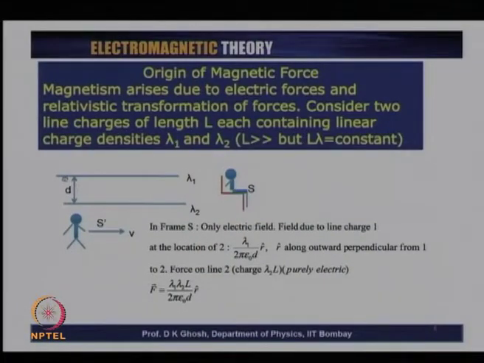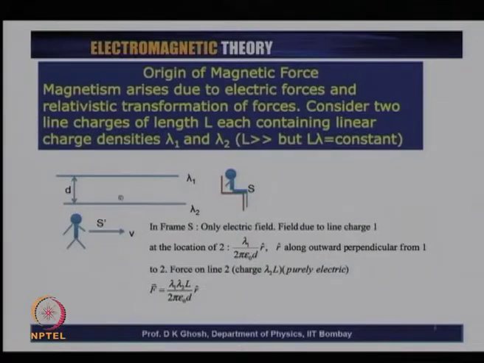So, let me take two straight, parallel wires. These are not carrying any current, they just have charge densities lambda 1 and lambda 2, and I have two observers here. One of the observers is sitting in the laboratory. Now, this I will call the frame S. You will do this in more detail in a relativity course, but let us look at what we are trying to say. So, in this frame, which is my frame S, there is only an electric force between these two charges, because everything is static here.